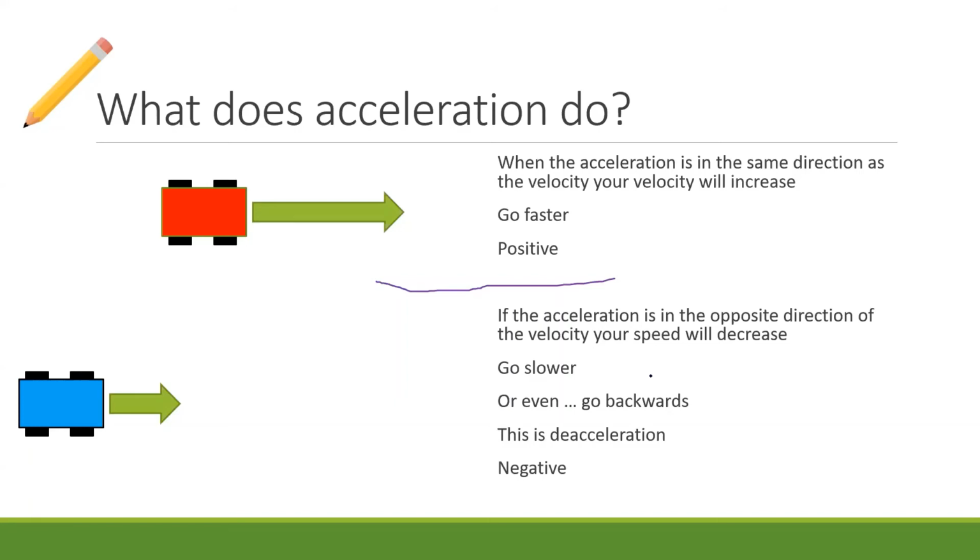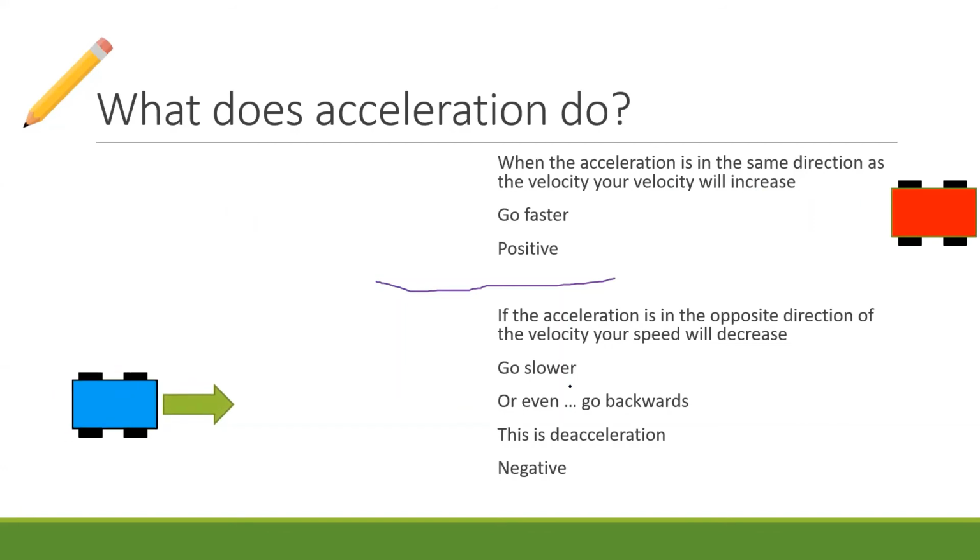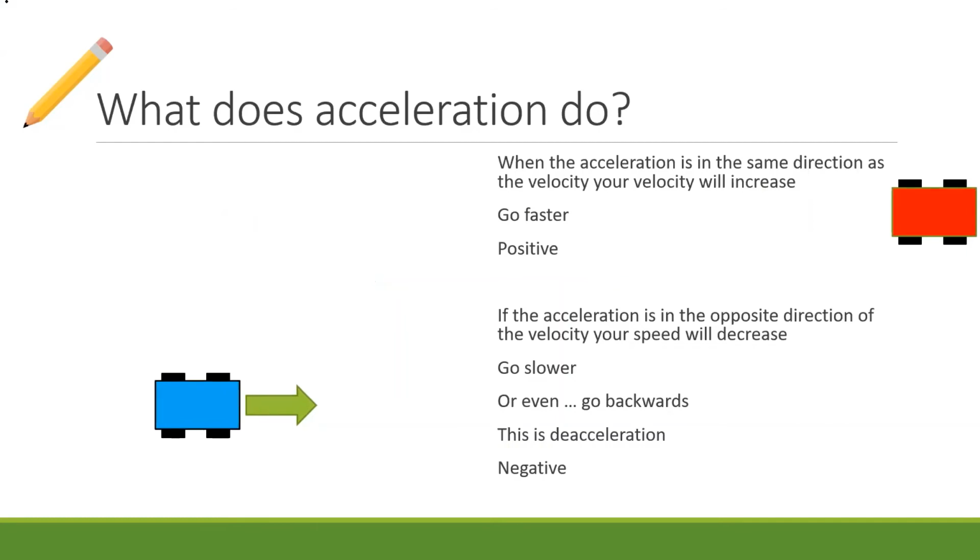Okay, so now, if the acceleration is in the opposite direction of your velocity, so let's take our blue car, and it's going forwards with a velocity. Now here's what's going to happen. The acceleration is going to be against the direction. It's in the opposite direction.